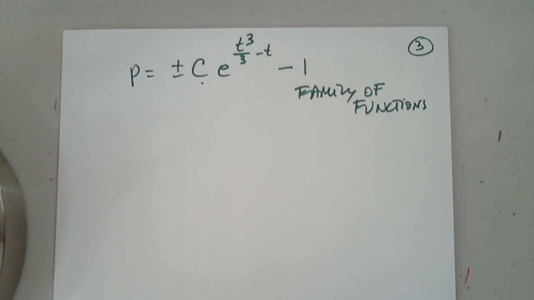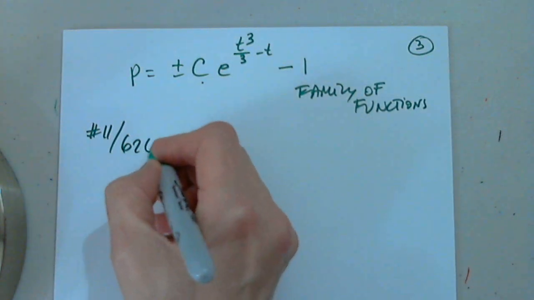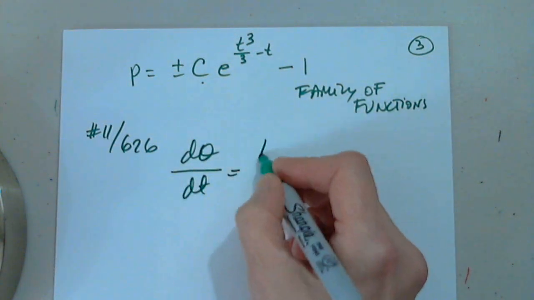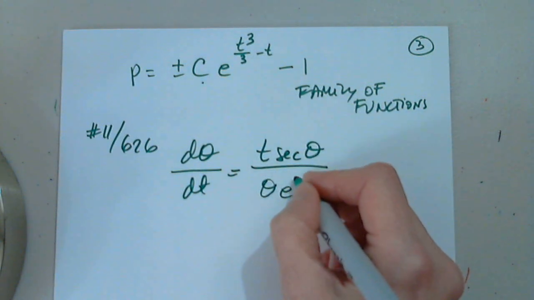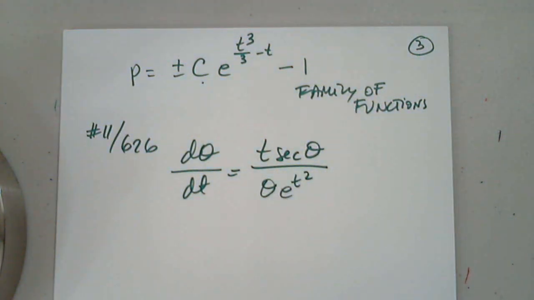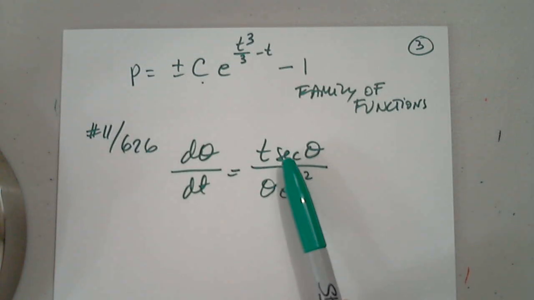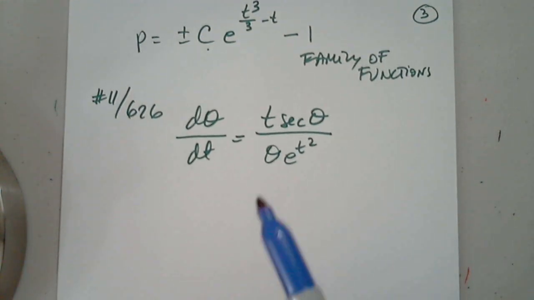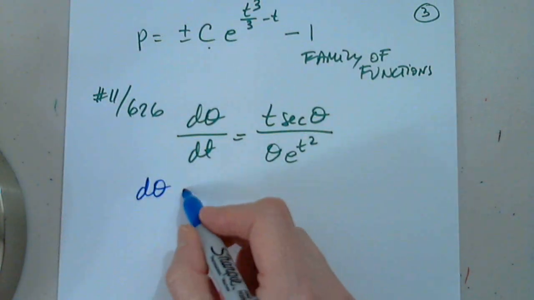Okay, number 11, same page, 626. d theta over dt equals t secant theta over theta e to t squared. Okay, so theta has to be alone on one side and dt alone on the other. So our first step would be, let's say we multiply both sides by dt first.